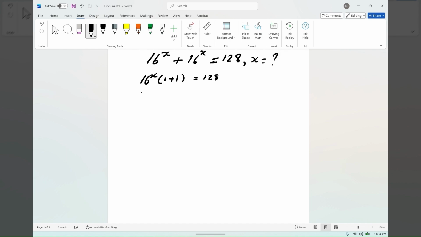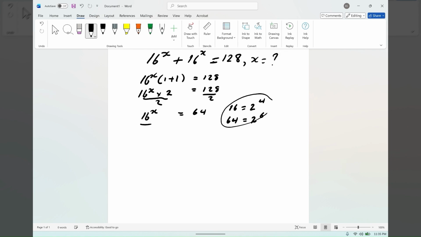Now we have 16^x times 2 equals 128. Let's divide both sides by 2. We get 16^x equals 64. But we know that 16 equals 2^4 and 64 equals 2^6. Now let's take this and put it in there.